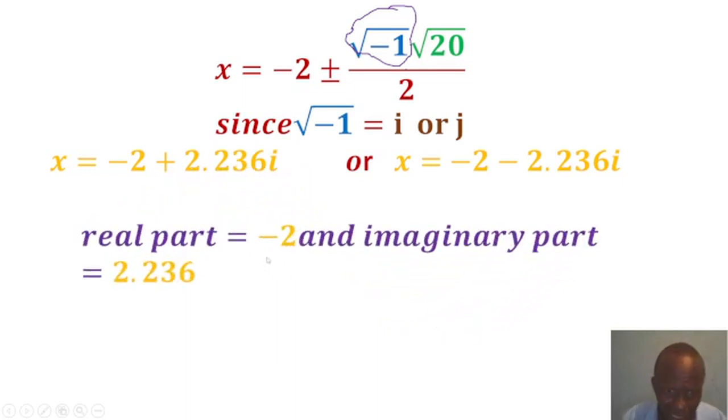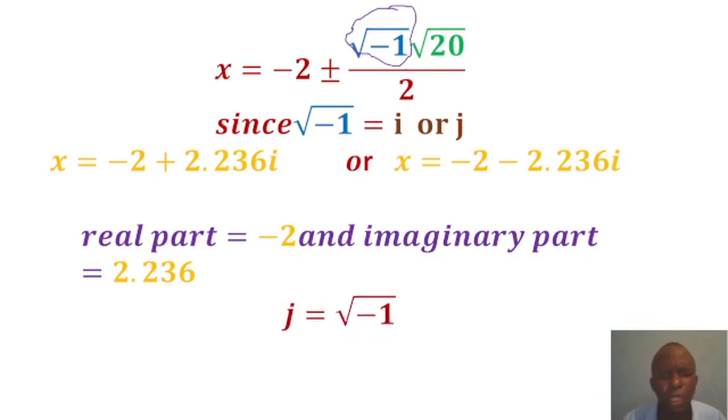The real part is -2 and the imaginary part is 2.236. The real part is the real number, the number that just comes before the plus or minus. And the imaginary part is the part that is under the square root, the part that has got I, or is a multiple of J or I, whichever.